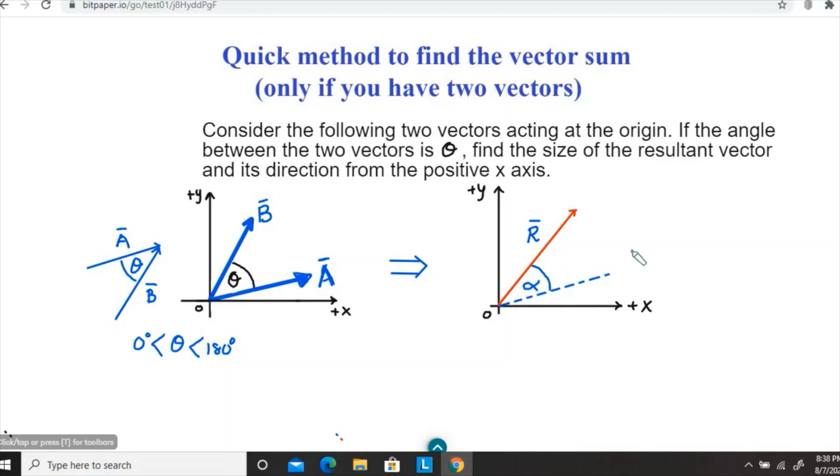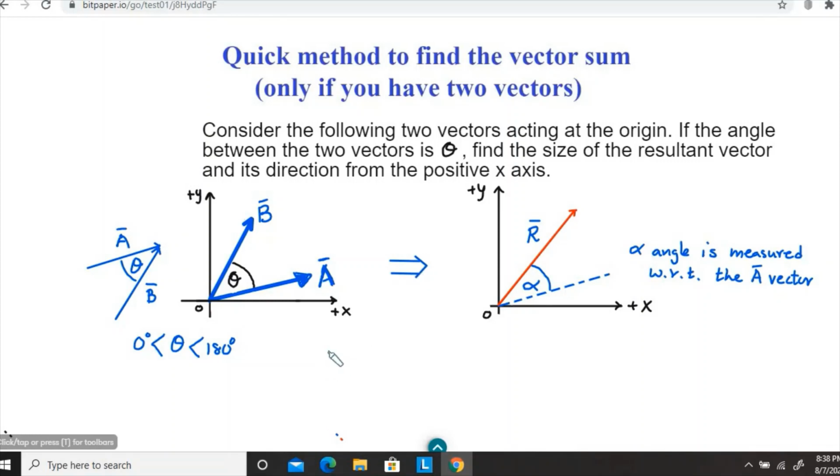So the angle alpha is measured with respect to the A vector. It's not with the x-axis or the y-axis. So keep that in mind. That's a very important point.